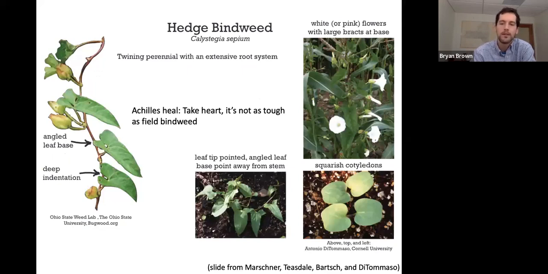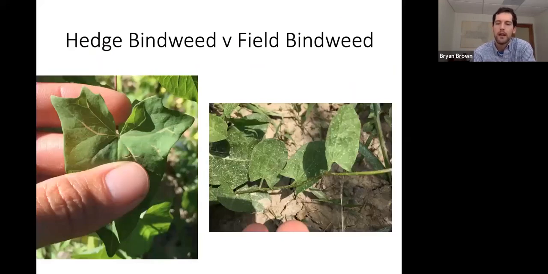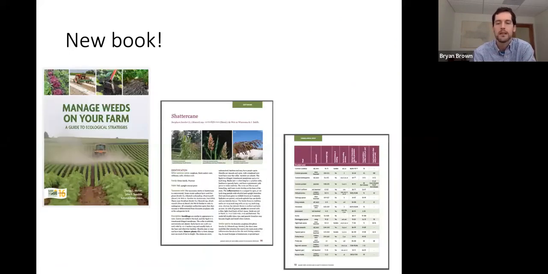Hedge bindweed isn't quite as tough as field bindweed. And so, there are some different tactics to be used. So make sure you know the difference. Jen, if you could pop into the chat the link that Lynn Sosnowski created about distinguishing the different bindweeds, that would be great. As well as the link to this new book, which is fantastic and it's for free.